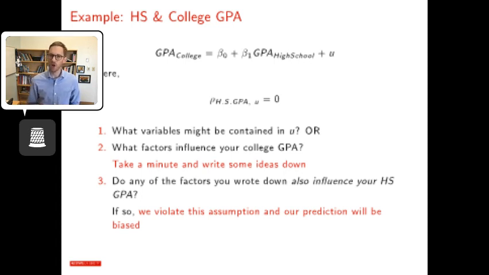And if so, then that means that x and u will be correlated and that you'll violate that assumption. And your prediction, your beta 1, your linear fit that you create, is going to be biased by those variables because it's going to capture not just the relationship between high school GPA and college GPA, but all those other things that are correlated with both. So it's going to be maybe biased upwards. It's going to be too large of an effect because you haven't accounted for those things. So pause the video, go through that exercise, and then unpause it, and I'll just talk through a few ideas.